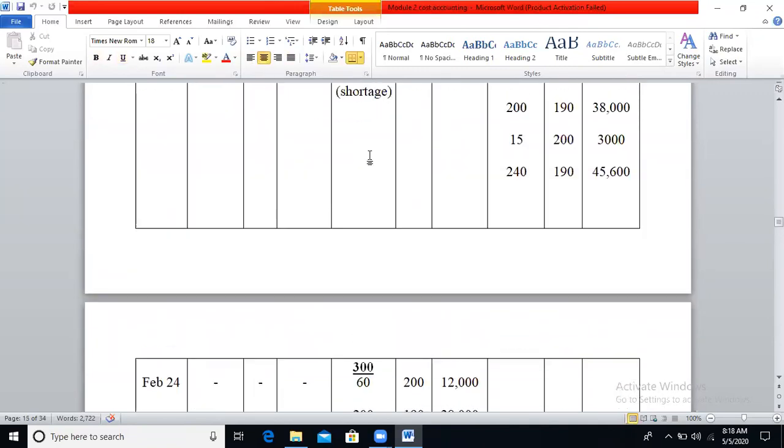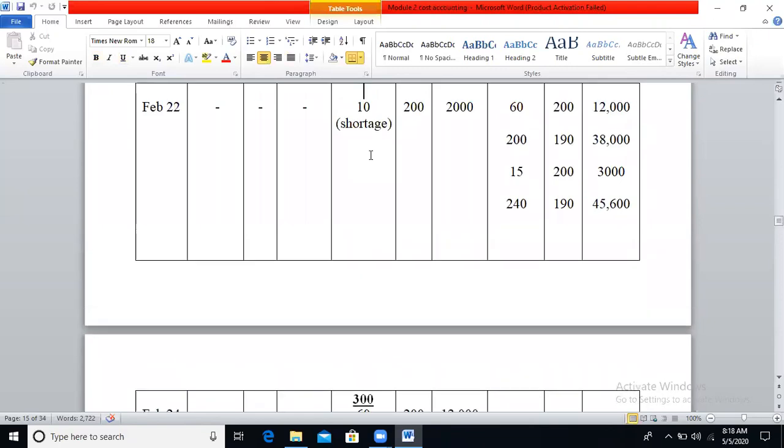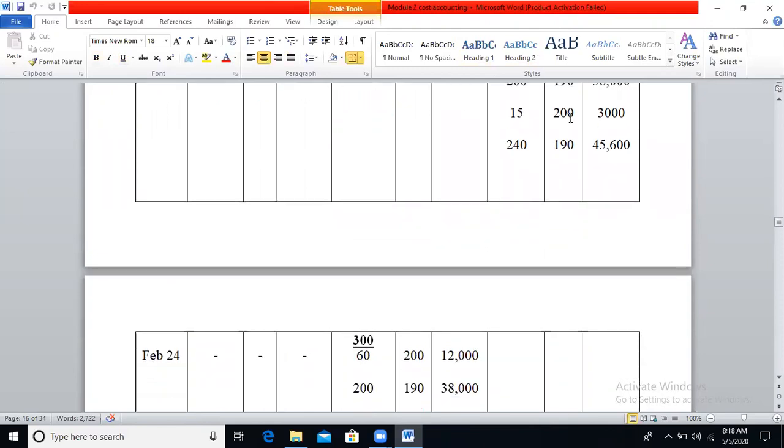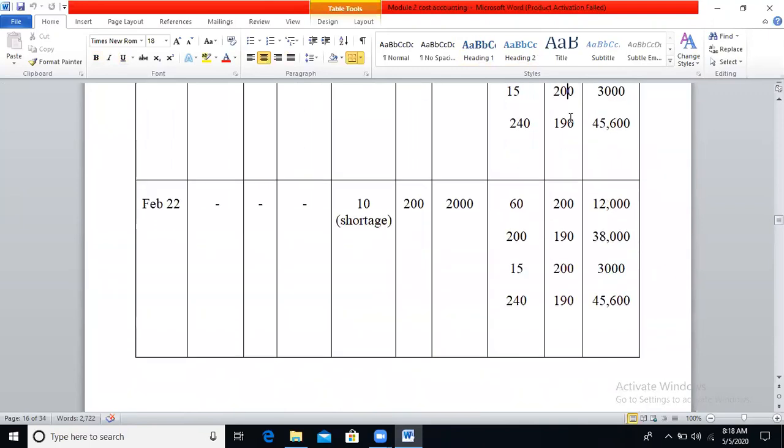Now how will you issue these 300 tons? First you will issue 60 tons at rupees 200. The total value will be 12,000. Still I want 240 tons, so you will move on to the next batch, because out of 500 tons, all the 500 tons will be issued. Still I want 240 tons.